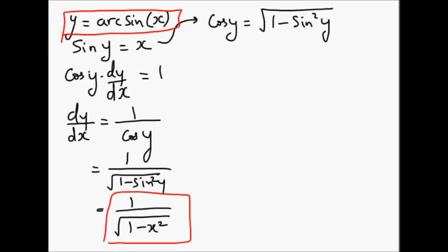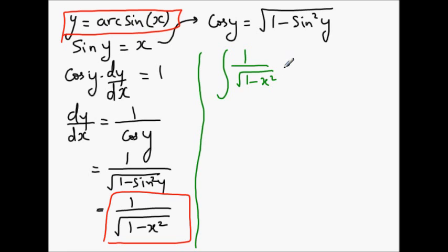Next would be going backwards. Let's go backwards and see what the integral would be then. Okay, so which means if the arc sine x derivative is 1 over root of 1 minus x square, then the integral of 1 over root of 1 minus x square with respect to dx should give me arc sine x as my answer on integration plus a constant c.